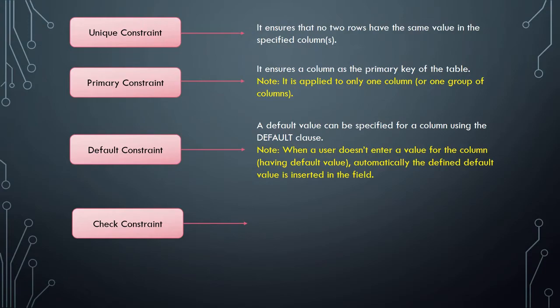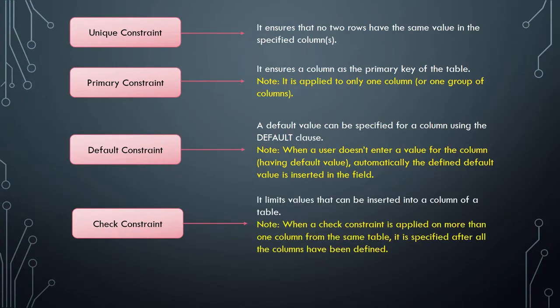So I can apply the constraint check number of days is greater than 90. If a person has number of days greater than 90, only then will the increment be there, else it will not be there. So basically it limits the values that can be inserted into a column of a table.